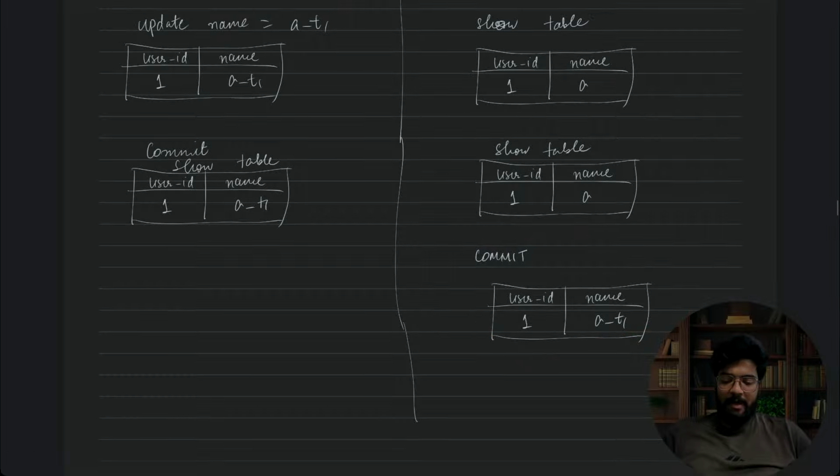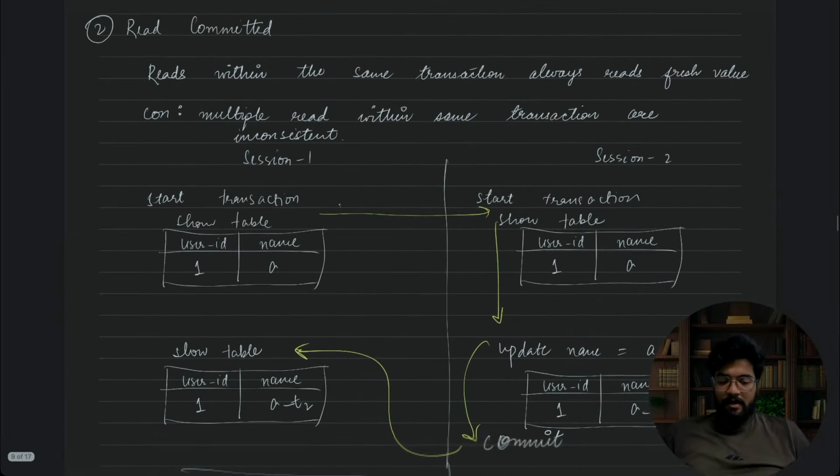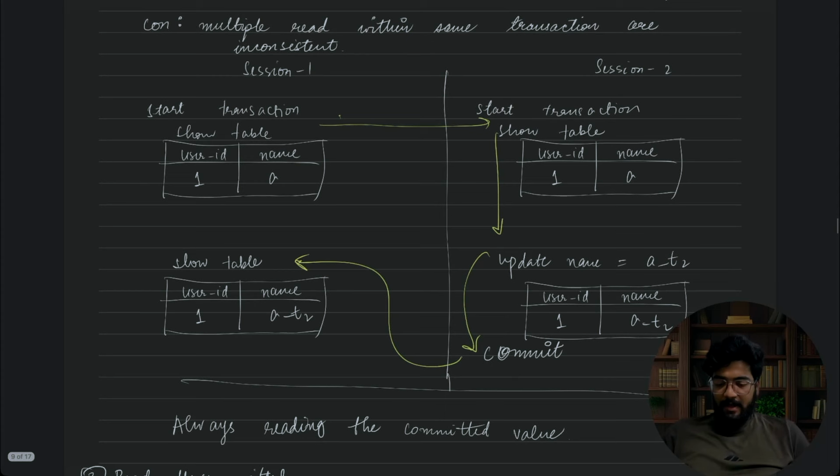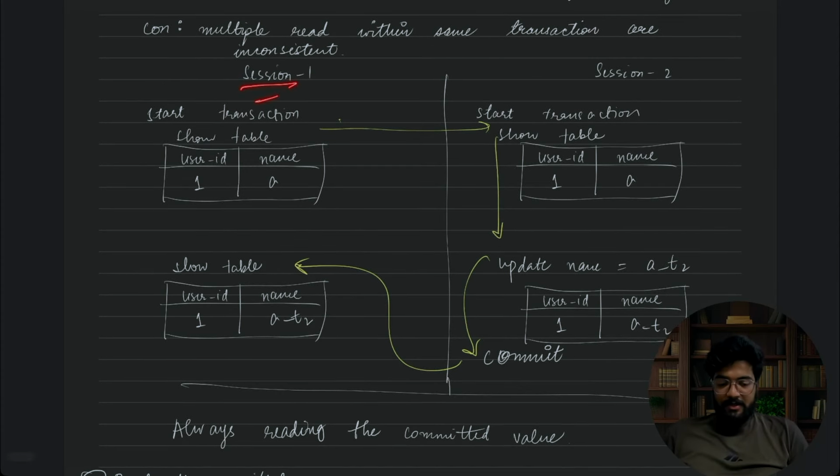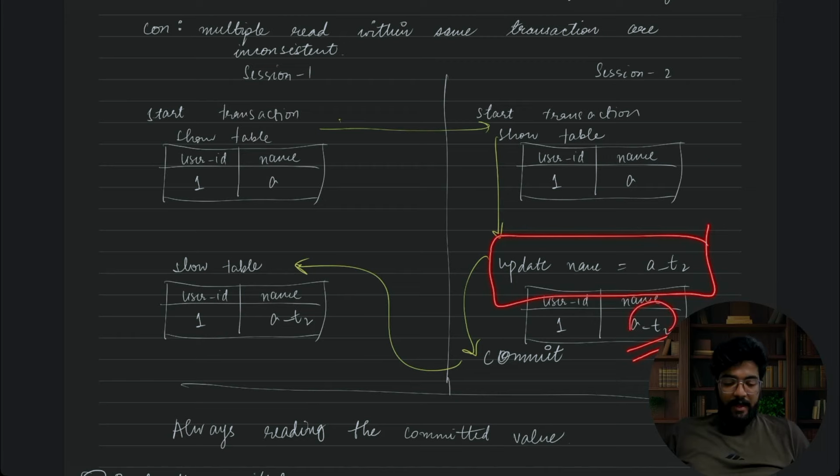Now, let's talk about the second type of isolation level, which is read committed. What does this mean? A read within the same transaction always reads the fresh value. Let's come to an example. Again, we have two sessions and the table looks like this. We have updated the name in session 2 to A_T2, and we have committed this transaction.